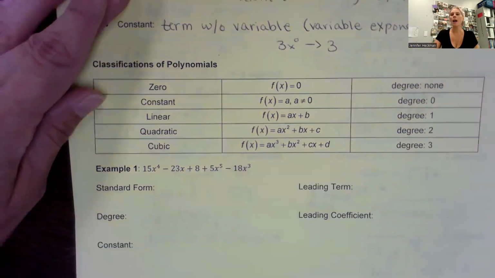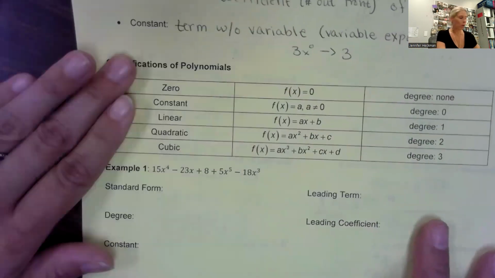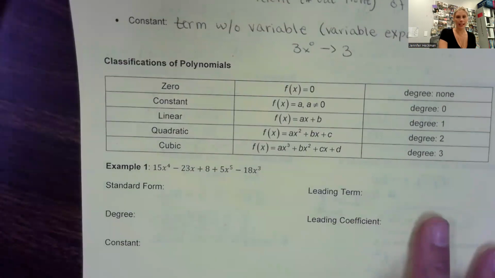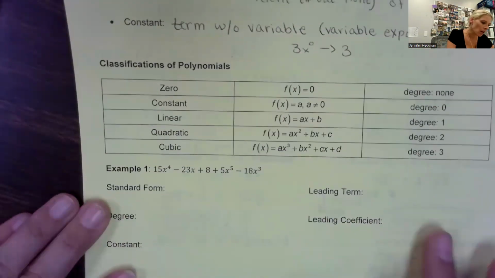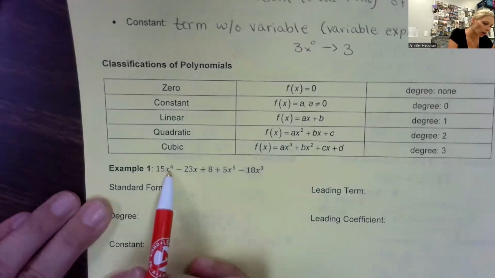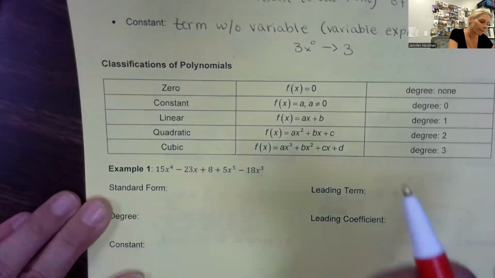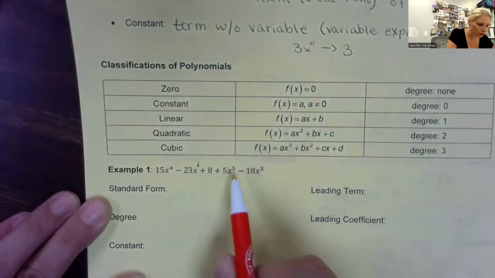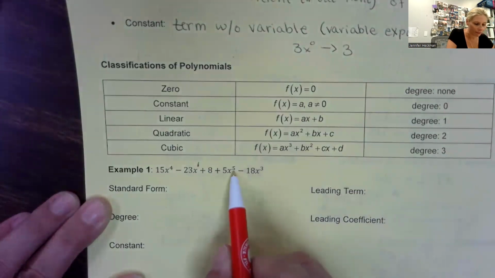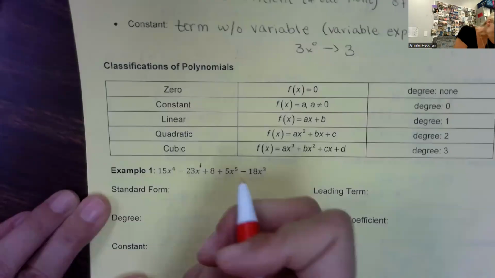Okay, so now let's go in and see if we remember what to do. So for standard form, remember standard form is highest exponent to lowest, okay? So if I look here, I have a 4. Now remember x to the what? It is the value of 1, right? X to the first. There's our constant, that's x to the 5th, x to the 3rd. So which term goes first?